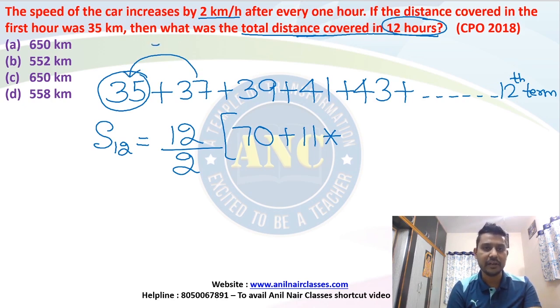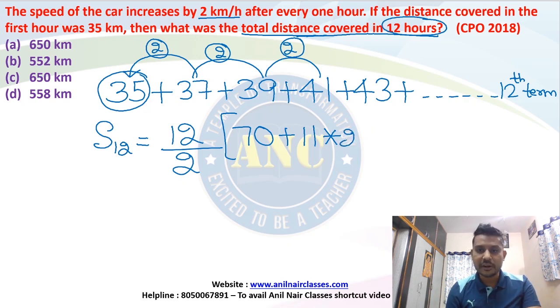35 and 37, the difference is 2. Or 37 and 39, the difference is 2. Or 39 and 41, the difference is 2. So the common difference is 2. If you simplify this, you will get the answer. So 2 into 1, 2 into 6. Basically, the answer should be a multiple of 6.